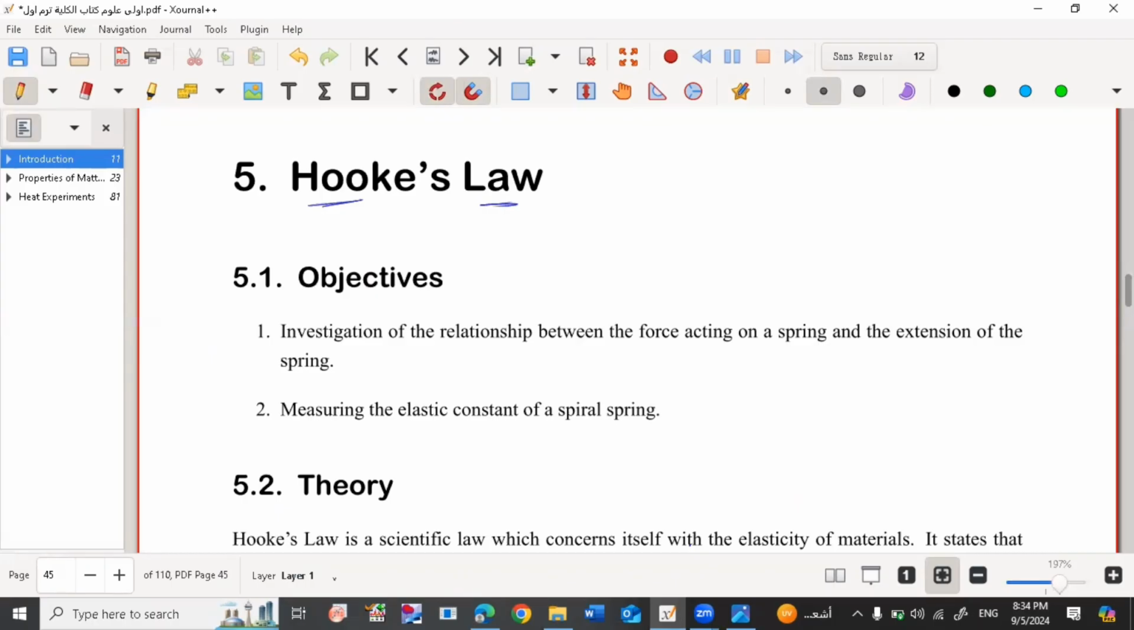So the objective of our experiment is to investigate the relation between the force acting on a spring, and this is our material, and the extension of this spring. And this actually amounts to measuring the elasticity constant of the spiral spring.